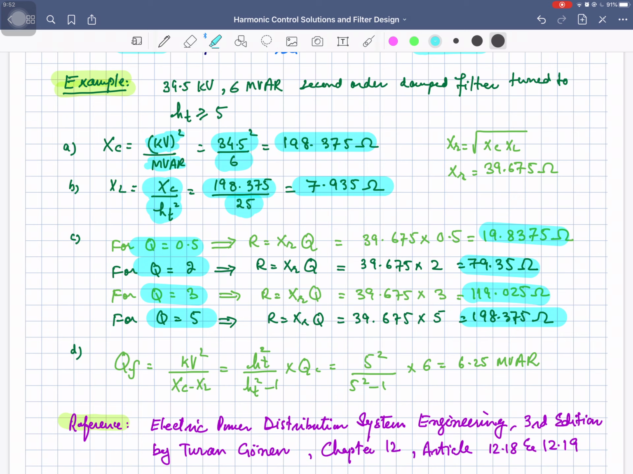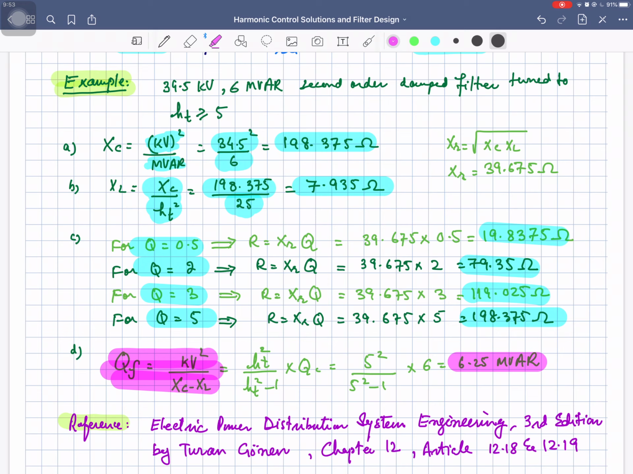And the filter reactive power that we have discussed above is given by this equation, QF is equal to kilovolt square by XC minus XL. So if you simplify by taking the values, this comes out to be 6.25 MVAR. This is the size of the filter that is required for filtering the fifth harmonic.